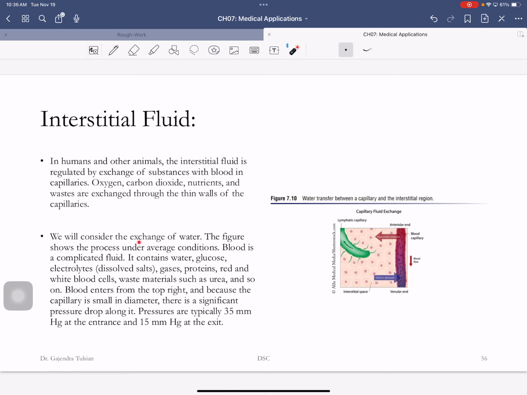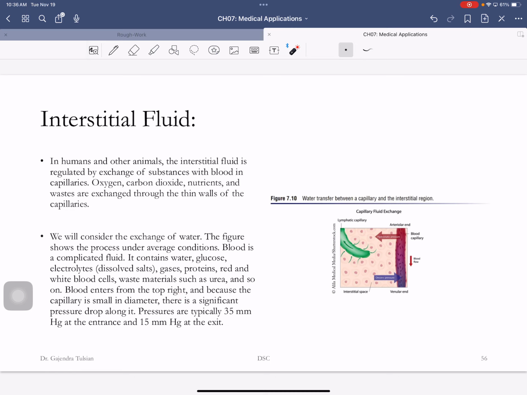So we'll consider the exchange of water. The figure shows the process under average conditions. Blood is a complicated fluid. It contains water, glucose, electrolytes, gases, proteins, red and white blood cells, waste material such as urea, and so on.